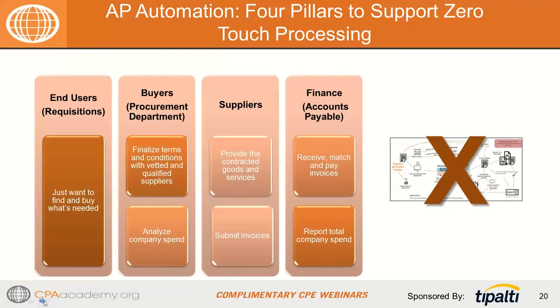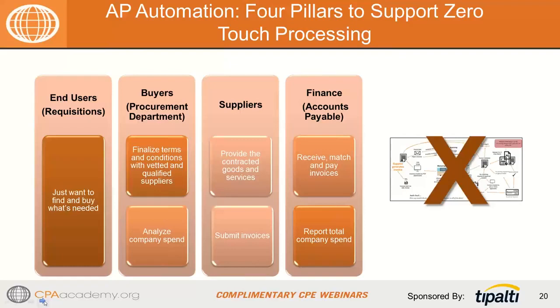Buyers, which is the procurement department, are looking at finalizing terms and conditions with qualified and vetted suppliers. They're usually responsible for analyzing company spend and looking for opportunities for strategic sourcing as well as spend reduction. Next, we have our suppliers, and they're responsible for providing the contracted goods and services and submitting invoices, hopefully in electronic format. And then finance or accounts payable receives, matches, and pays the invoice and has the opportunity with the correct data to report total company spend.